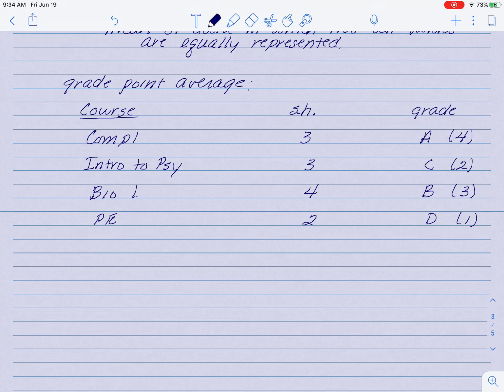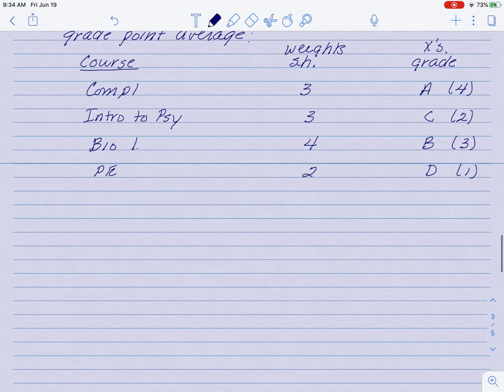So the semester hours are the weights, because those can change, but once you get an A, it's always worth 4. Once you get a B, it's 3, a C is always worth 2. So these are our X variable values, these are our X's. And the way that we calculate it, let me show you the formula.